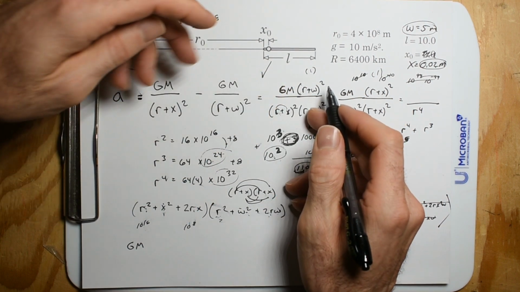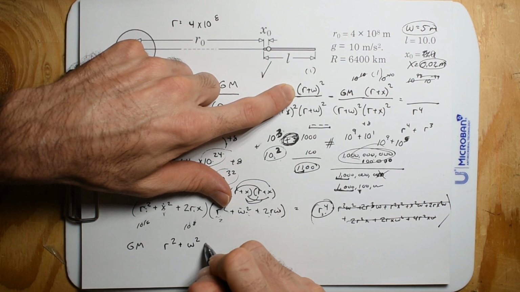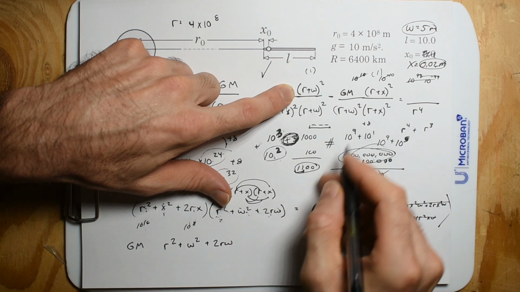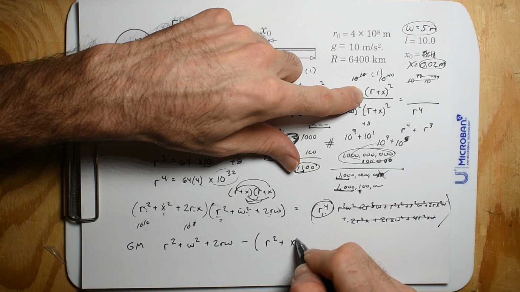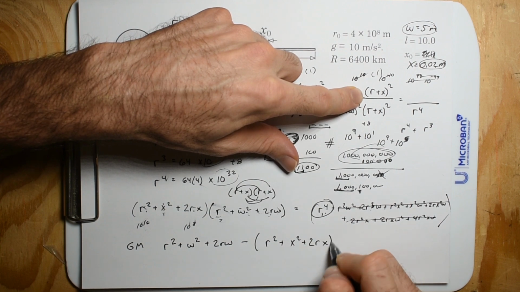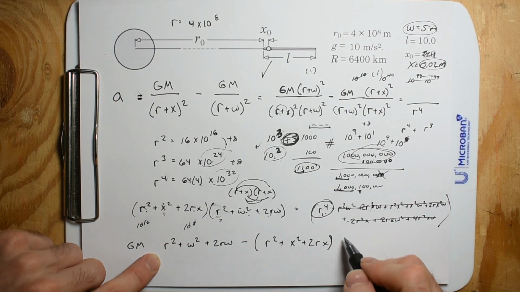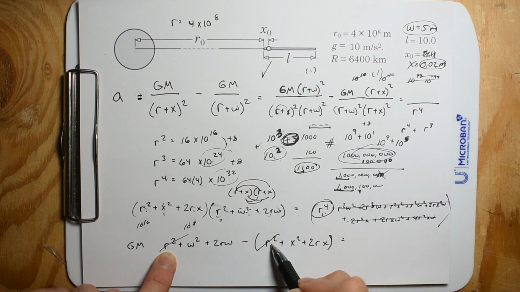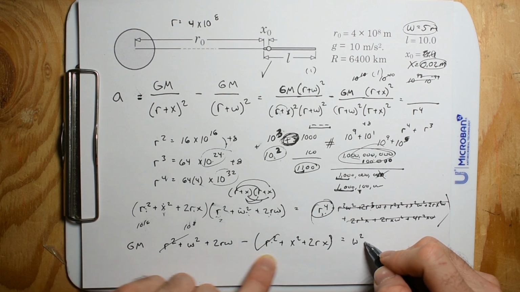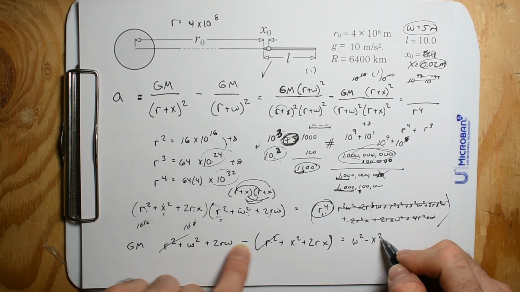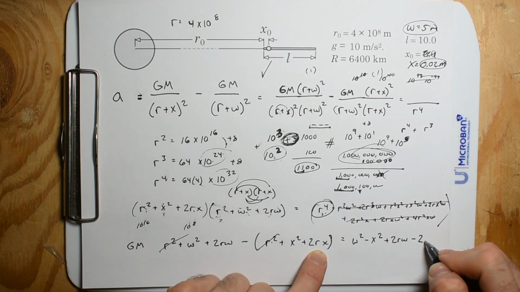Oh well, I should have just squared these first. So we're going to have r squared plus w squared plus 2rw, and then we're going to subtract this. We're going to have r squared plus x squared plus 2rx. And I put parentheses because when we subtract this, we have to subtract each of these terms. So we have r squared subtract r squared. Cool. Those drop out. Now we have w squared subtract x squared plus 2rw subtract 2rx.